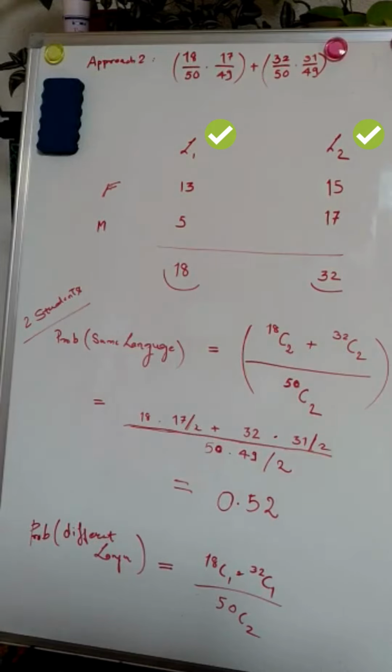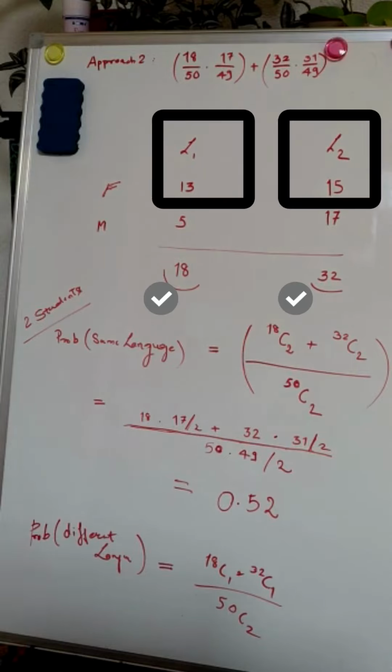So the problem statement is that there are two languages, L1 and L2, and two genders, male and female, studying. 13 female students study language 1 and 15 study language 2, and similarly for the male. So language 1 is studied by a total of 18 students, and 32 students learn language 2.